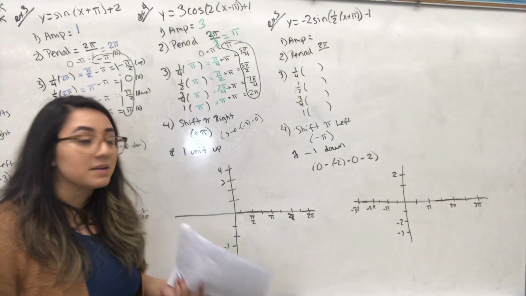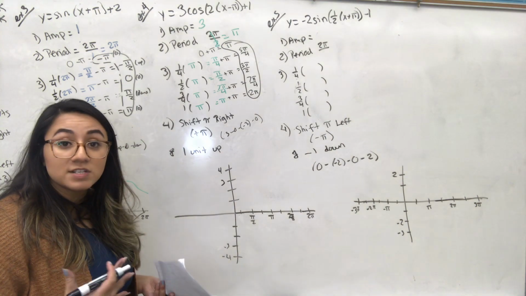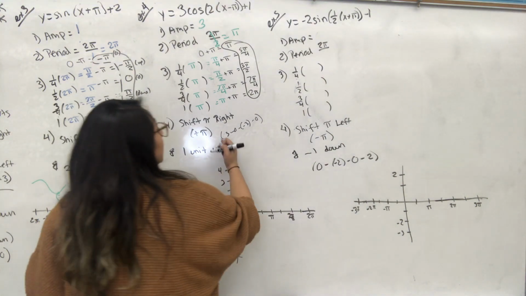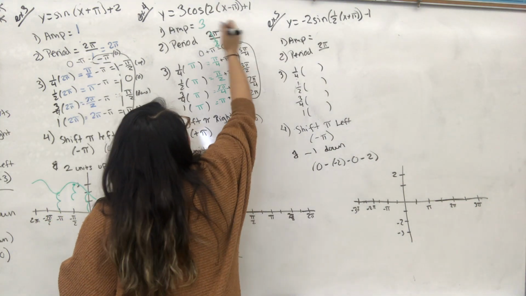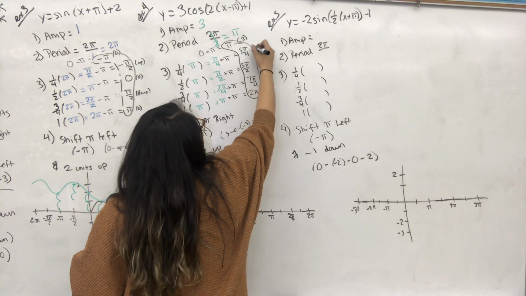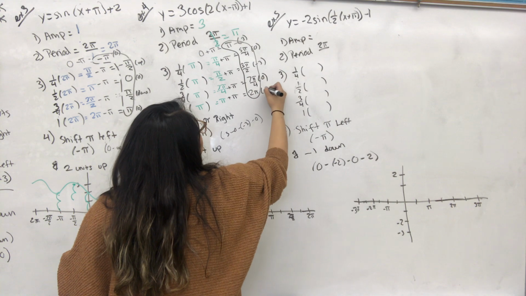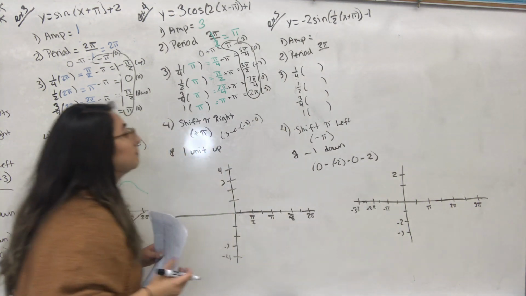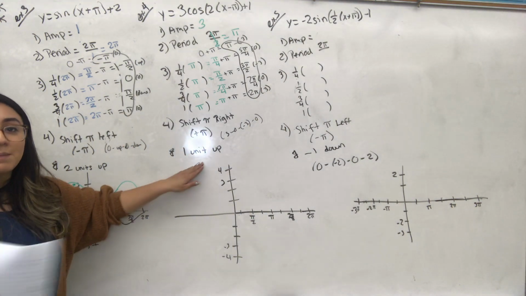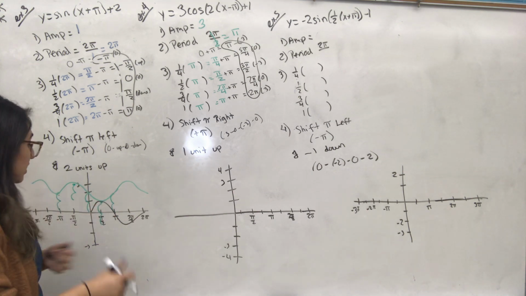Now, to not make me mess up, because it can get confusing if you don't go step by step, I follow the pattern here. So I go my maximum, which is 3, back down to 0, back down to -3, back down to 0, back up to 3. And that's how I would graph it. And on top of that, I have to keep in mind I have to count 1 unit upward.